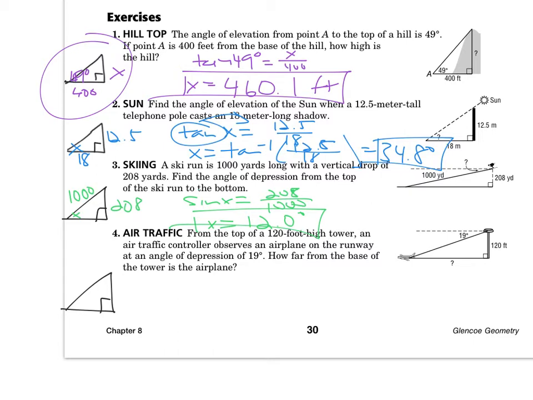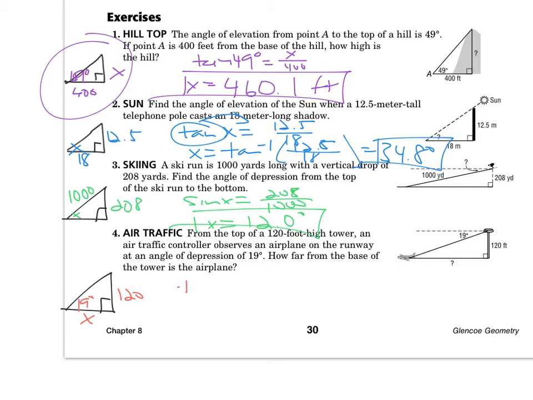Last one, number 4. So we've got the top of a 120-foot high tower. That's how tall it is. An air traffic controller observes the airplane on the runway at an angle of depression of 19 degrees. Don't get confused by that. It's the same as the angle of elevation. How far from the base of the tower is the airplane? From the base, right? The base is obviously at the bottom, so that's where my x is going to be.